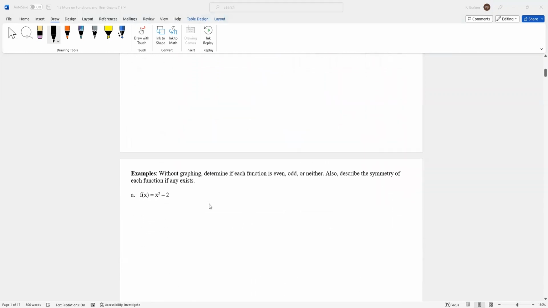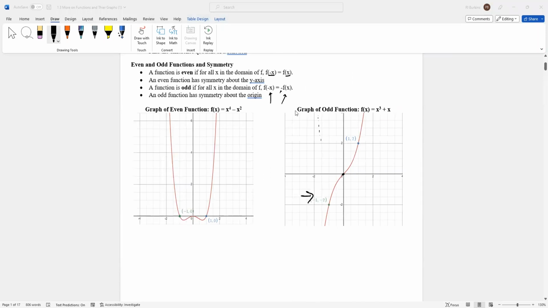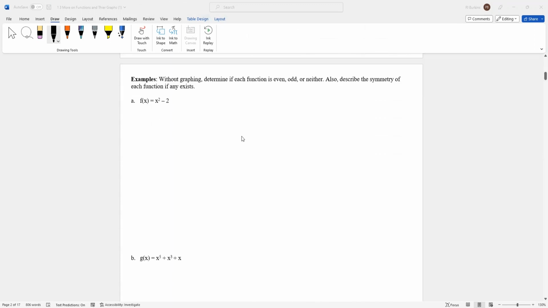So the first thing we're going to be asked to do is it says here, without graphing, determine if a function is even, odd, or neither, and then describe the symmetry. Well, we really just need to say, is it even, odd, or neither? If it's even, it has symmetry about the y-axis. If it's odd, it has symmetry about the origin. Neither, we can't say anything about symmetry. And in order to test, we need to do the following. We need to plug in -x, and if we get the same thing as the original function, it's even. And if we plug in x and then put a negative in front of the whole thing, and that's equal to f of -x, then that's also going to be an odd function.